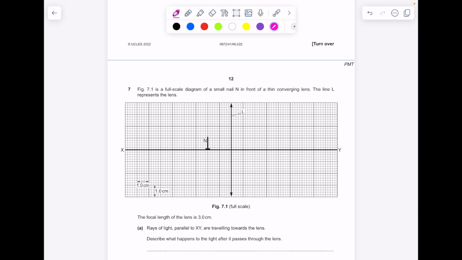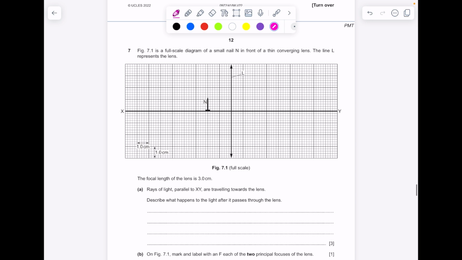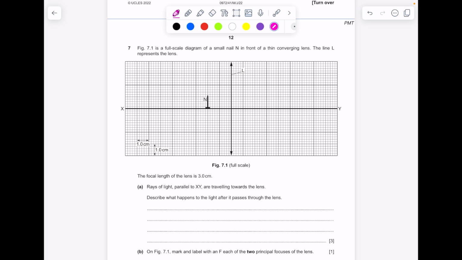Figure 7.1 is a full-scale diagram of a small nail in front of a thin converging lens. The line L represents the lens. The focal length of the lens is 3 centimeters. Rays of light parallel to XY are traveling towards the lens. Describe what happens to the light after it passes through the lens.